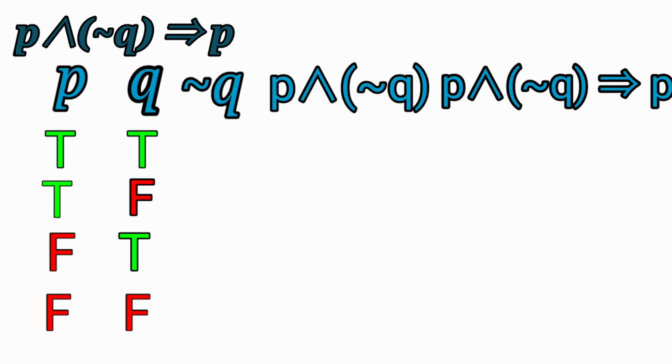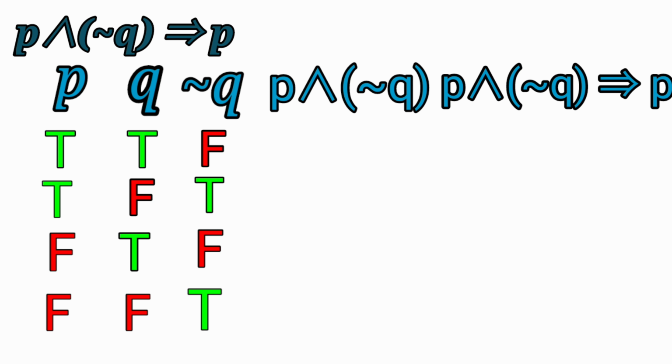Now let us see the truth values of negation Q. If Q is true, in that case negation Q is false. If Q is false, negation Q is true. And in the same way, the next two truth values of negation Q are false and true. Now let us see the truth values of P and negation Q. This is the conjunction of P and negation Q. But we know that conjunction of two statements is true only when both are true.